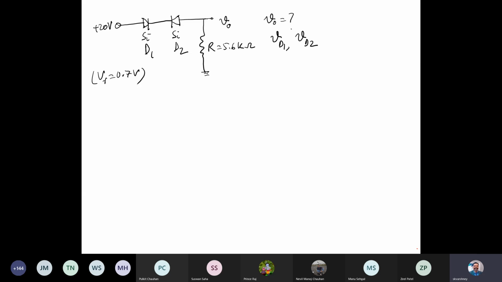We might have done this simple diode circuit. If it is 20 volts, this one will be forward biased, but this one is in the opposite direction, so it is reverse biased. If you would like to calculate the output voltage, this is doable. VD1 and VD2 mean the voltage across the diodes, and there is the output voltage. You can also calculate the voltage across the resistor.